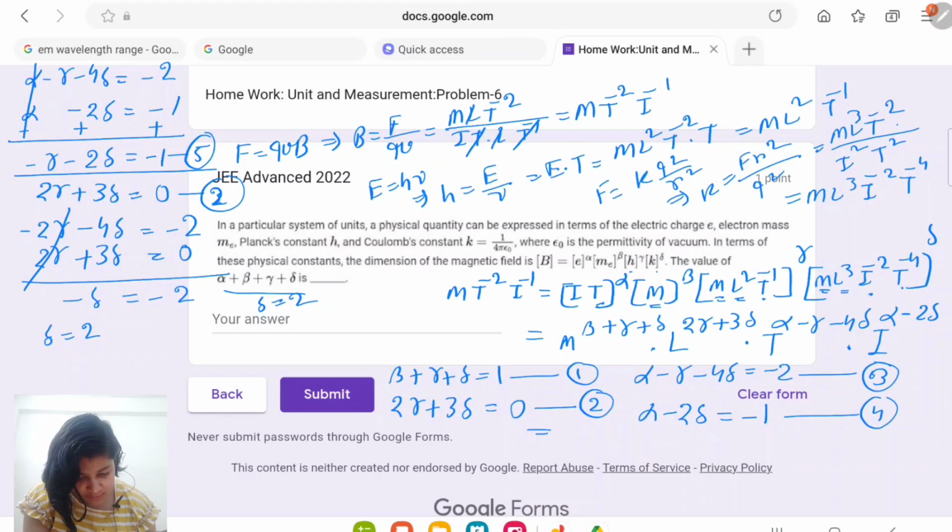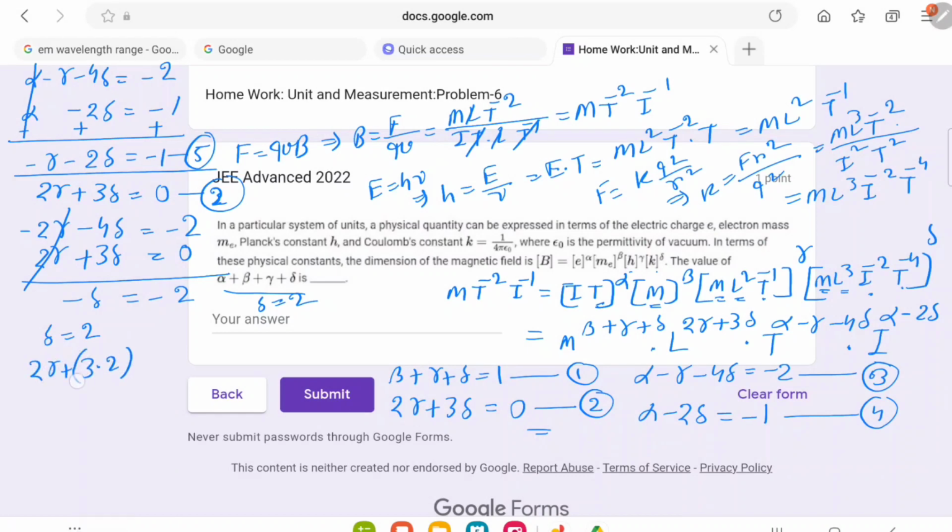We can now use our equation 2 to find out the value of gamma, because we already know the value of delta as 2. This is 0. So 2 gamma is equal to minus 6, or gamma is equal to minus 3. So let us write it down over here. Gamma is equal to minus 3. We can use the value of delta to find out the value of alpha using equation 4, because alpha is equal to minus 1 plus 2 delta. So minus 1 plus 2 into delta, that is 4. So this becomes 3.